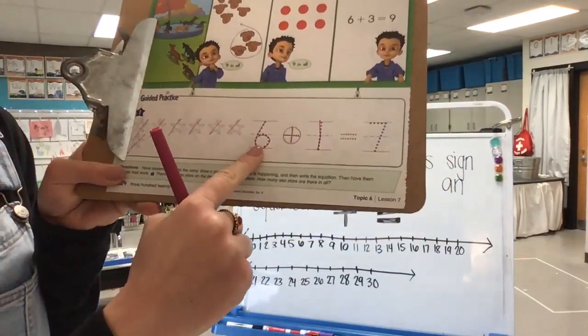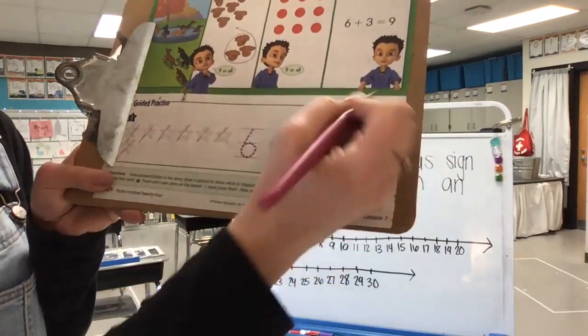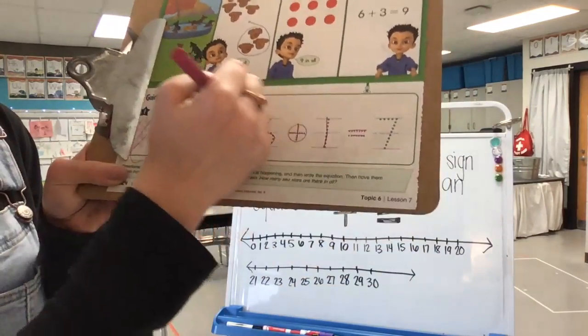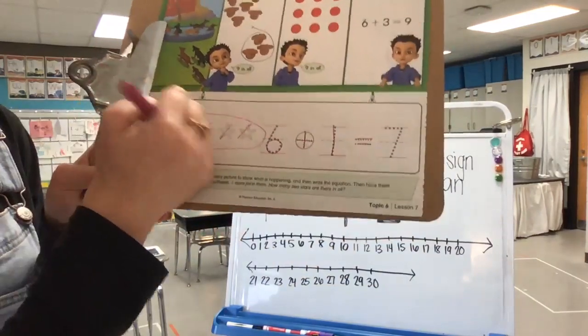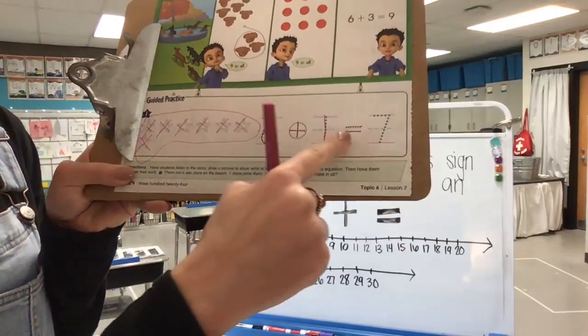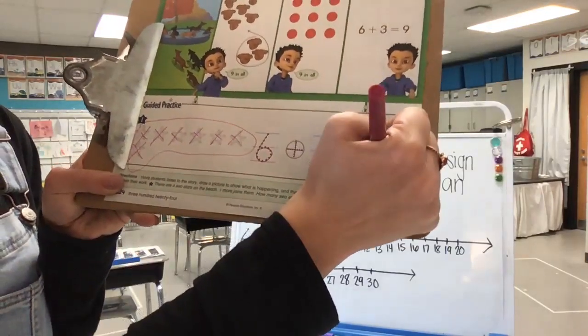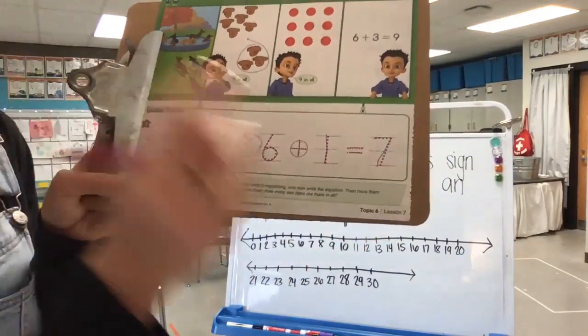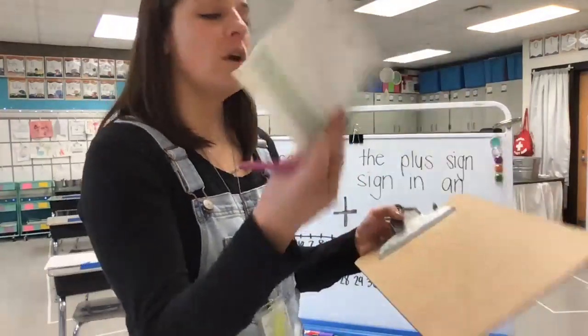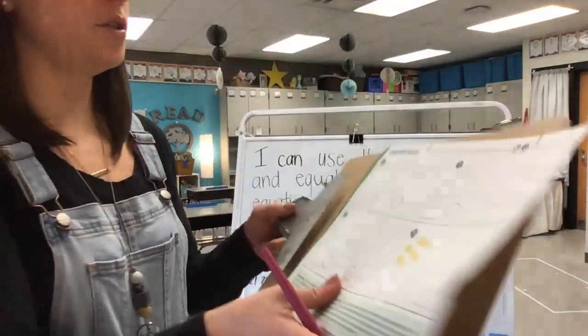Now I have my sentence set up. 6 add 1 equals. I'm going to trace my equal sign. Now let's circle all of them and count how many there are in all. 1, 2, 3, 4, 5, 6, 7. 6 add 1 equals 7. Okay? All right.